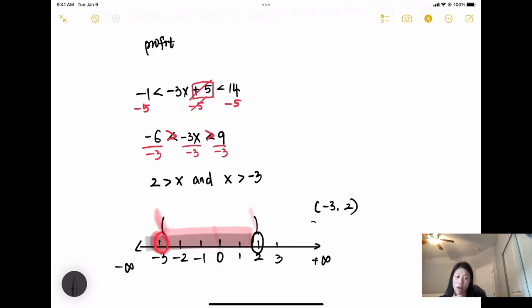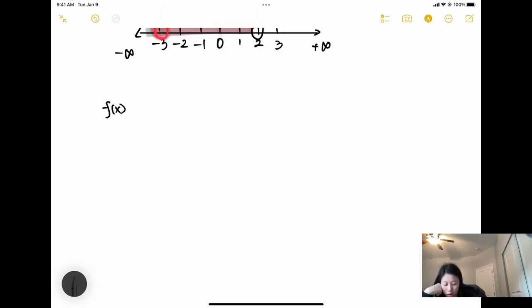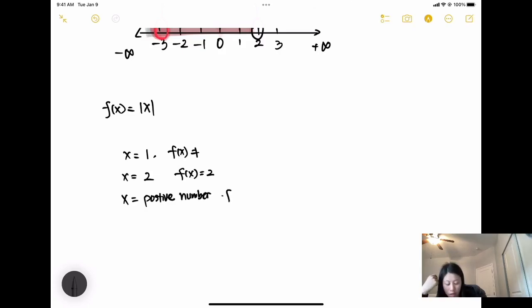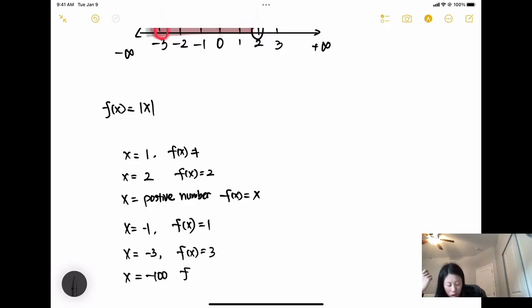Okay, what about the absolute value function? So when you think about the absolute value function, f(x) equals the absolute value of x. That means if x equals 1, f(x) equals what? 1, right? If x equals 2, f(x) equals 2. So if x equals any positive number, f(x) is going to equal that number, correct? But what about if x equals negative 1? Well, the absolute value of negative 1 is 1. So if x equals negative 3, f(x) equals 3. If x equals negative 100, f(x) after absolute value is positive 100.